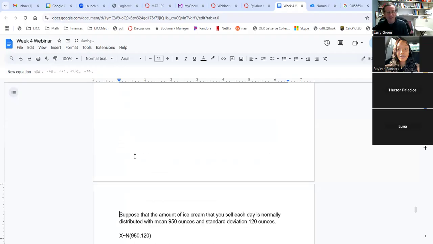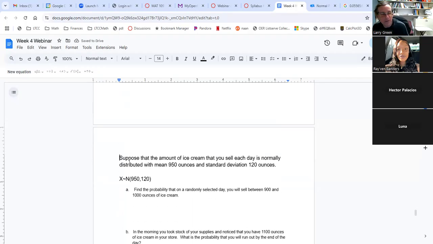And this will be the last one, though there'll be some parts. Okay, let's suppose that you have an ice cream store. The amount of ice cream that you sell each day is normally distributed with mean 950 ounces and standard deviation 120 ounces. So you could say X ~ N(950, 120). Find the probability that on a randomly selected day, you will sell between 900 and 1,000 ounces of ice cream.